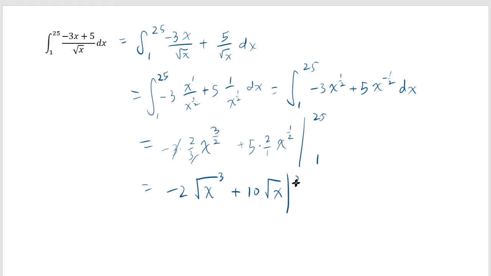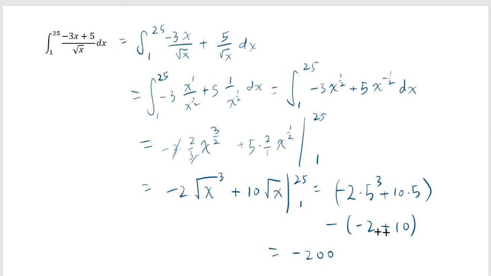Okay, so let's plug in these numbers. First, when you plug in 25, the square root of 25 becomes 5, so it will be negative 2 times 5 cubed plus 10 times 5, minus negative 2 times 1 plus 10 times 1. And that's 125 times 2, negative 250 plus 50, that's negative 200. This is negative 8. So the answer is negative 208.